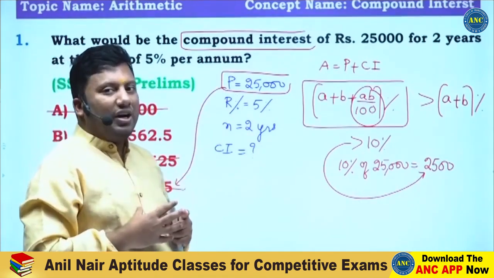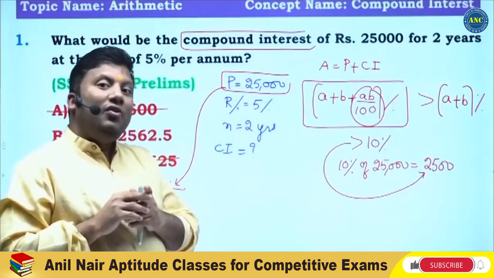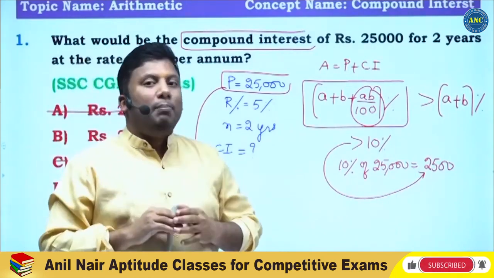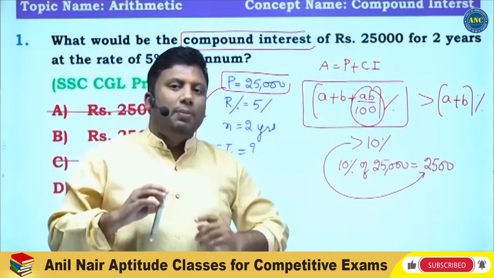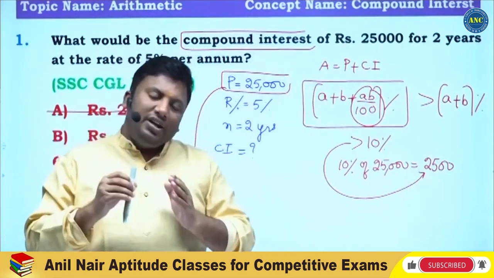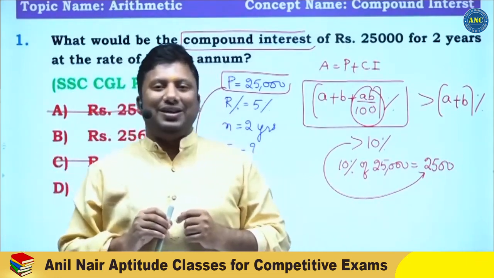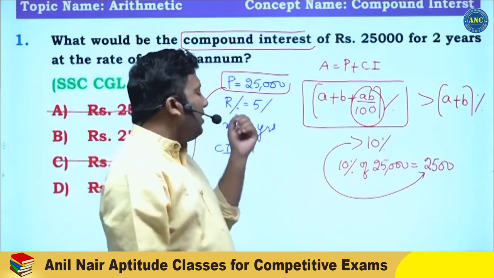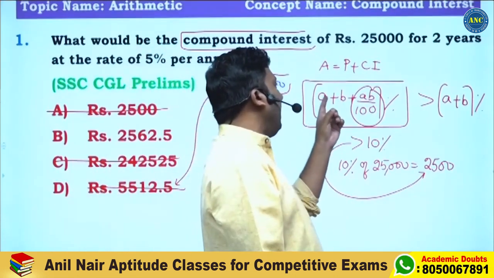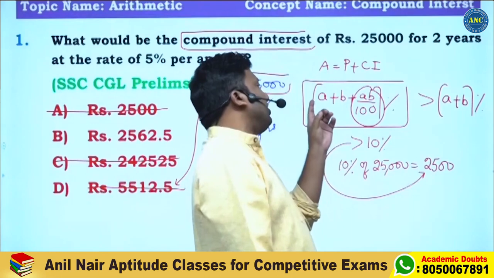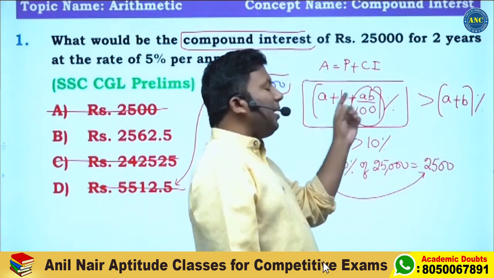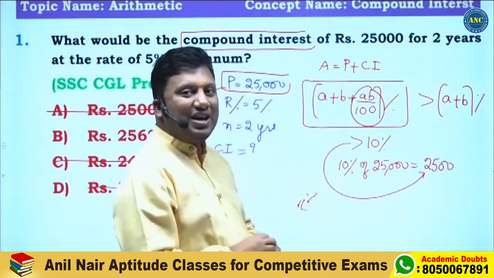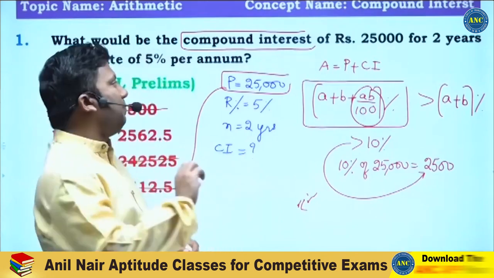Because it is a compound interest, it is always greater than simple interest beyond 1 year. Please write down this key point in your notebook. Compound interest is always greater than simple interest beyond 1 year, because in simple interest it will be a plus b. In compound interest, in addition to a plus b, I am adding ab by 100%. Compound interest is greater than simple interest.